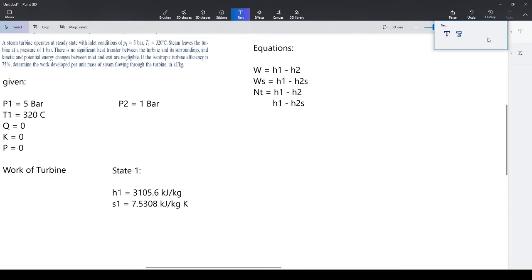Now, next part, we have to do state 2. So what do we know about state 2? Well, we know the pressure, right? We know P2 is equal to 1 bar. That is all we know, right? Would you guys agree? That is the only thing we know. But to solve through the turbine, what assumption can we make?